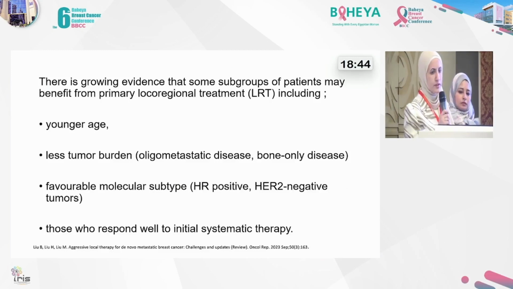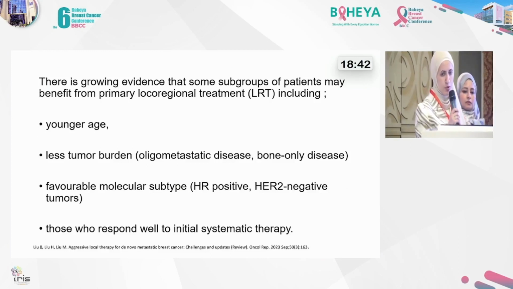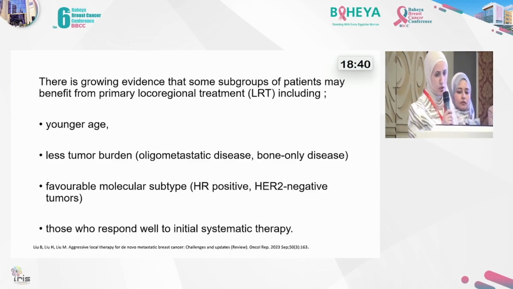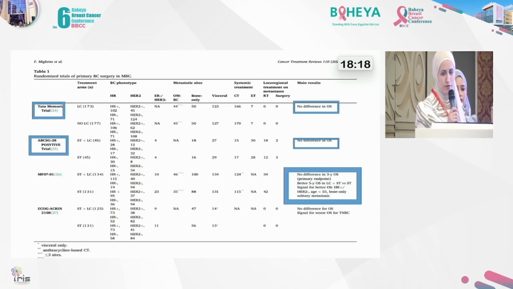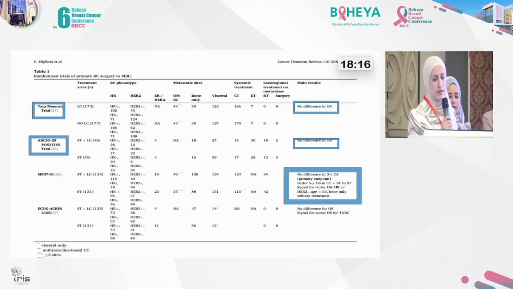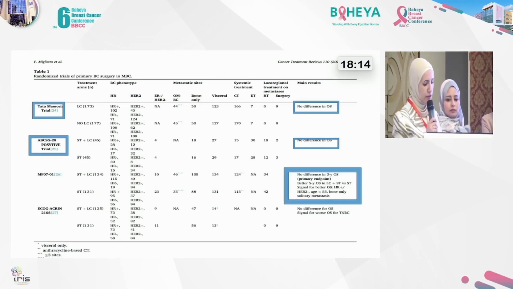There is growing evidence that some subgroups of patients may benefit from primary locoregional treatment, including younger age, less tumor burden, oligometastatic disease, especially bone-only disease, favorable molecular type like HR positive, HER2 negative, and those who respond well to initial systemic therapy. These studies showed that some say there is no difference in survival, and some showed improved survival after surgery.